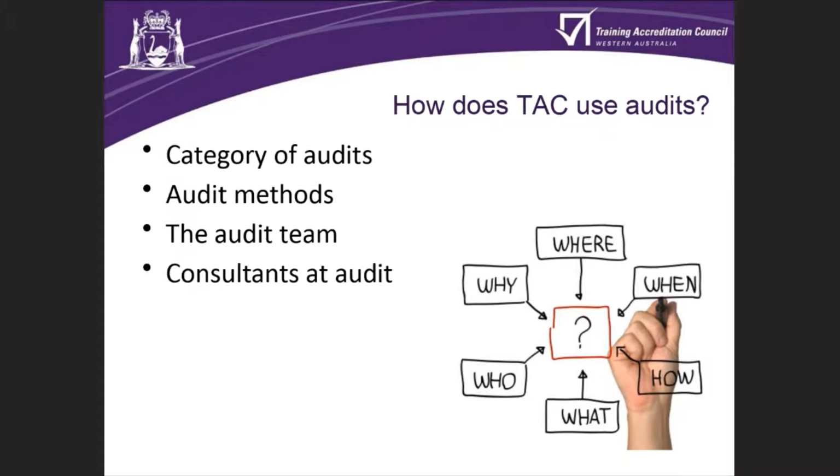Once TAC has decided that they are going to conduct an audit, they will inform you of the type of audit, they'll inform you of the scope of the audit, and they will also inform you of who your auditor is going to be. Most of the time, the audit team is the one individual, the one auditor.